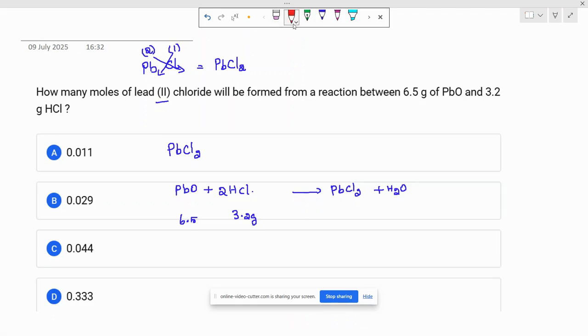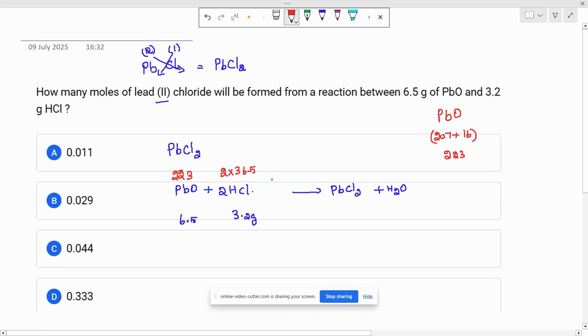In this case, first we have to know the original ratio of weight. For that, we have to write the molecular weight of PbO. The molecular weight of PbO will be 207 plus 16 gram, oxygen being 16 gram, so it will be 223. So 223 gram we have to take of PbO, and the HCl molecular weight will be 36.5, so 2 into 36.5. If you take that ratio, then you will get 1 mole of PbCl2 according to the stoichiometric equation.